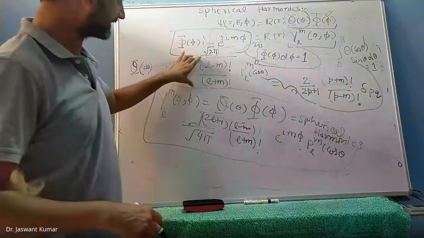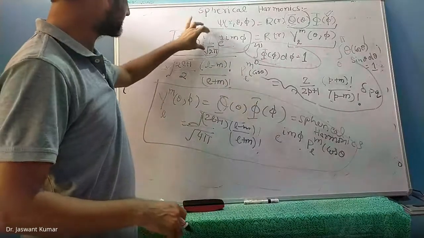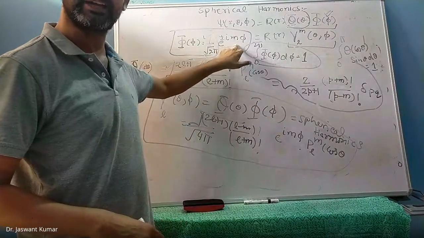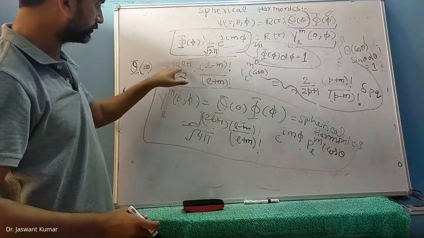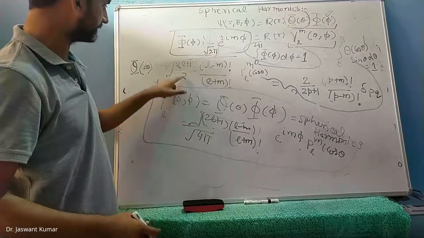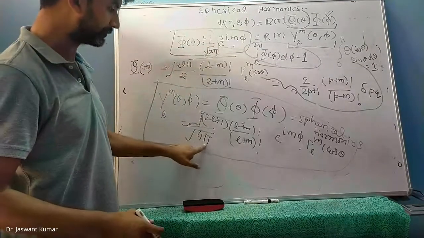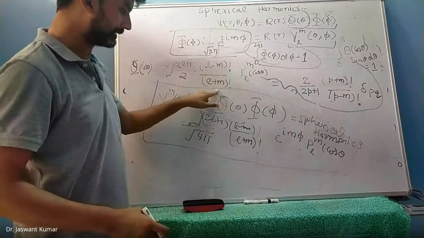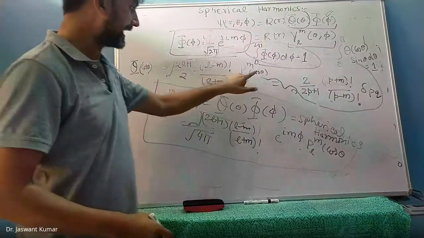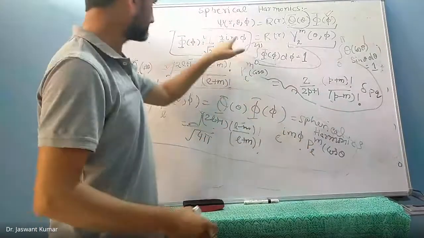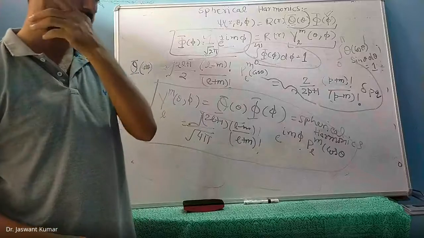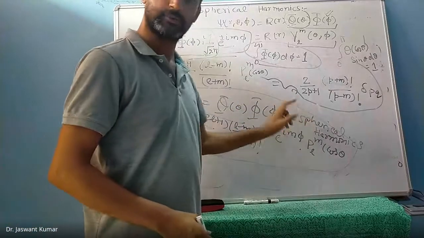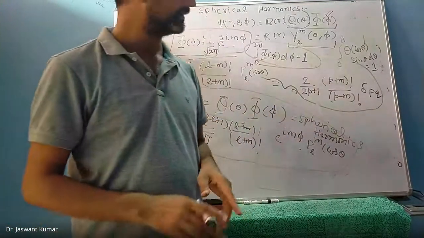So this factor times PLM of cos theta, this factor times exponential i m phi. Multiply these two terms. When you multiply these two terms, you will get 2l plus 1 by 2 times 2 pi, which is 4 pi, times l minus m factorial by l plus m factorial, which is this, times PLM of cos theta, which is this, times exponential i m phi, which is this. This whole thing is known as spherical harmonics. We stop here.